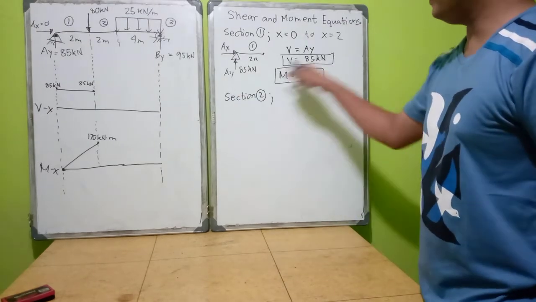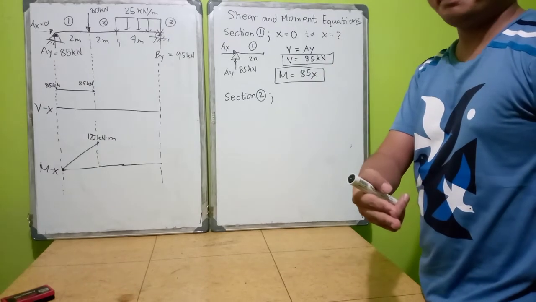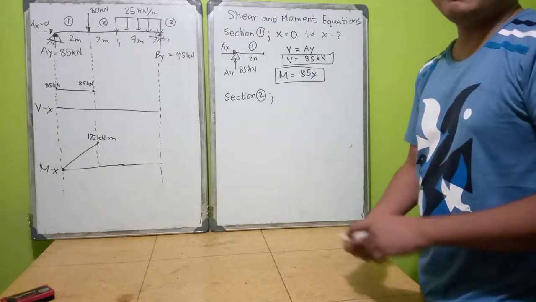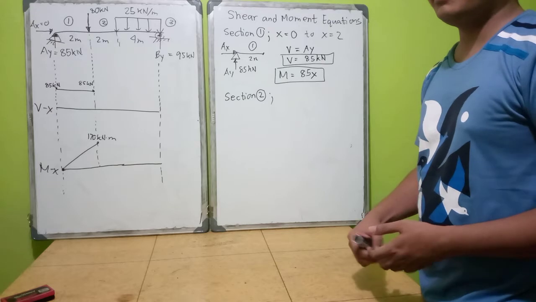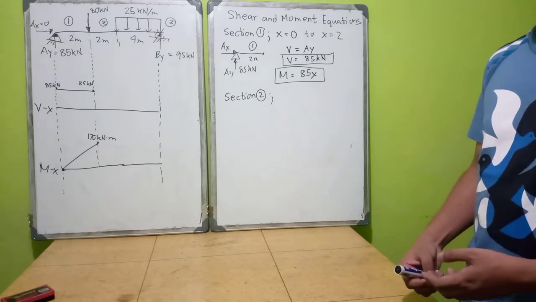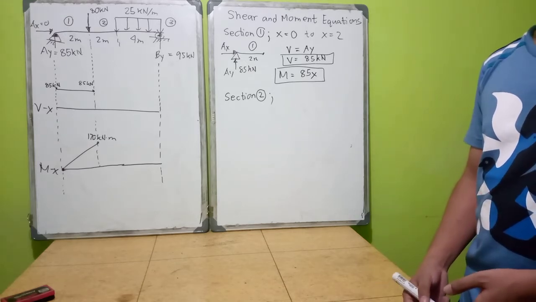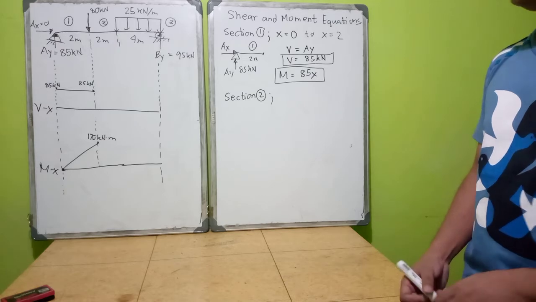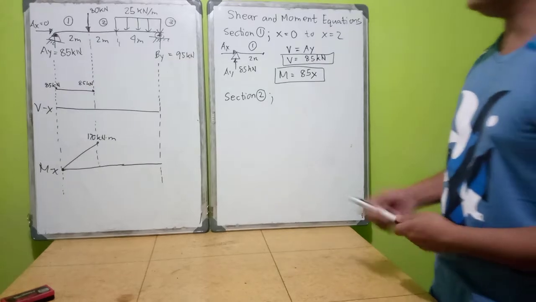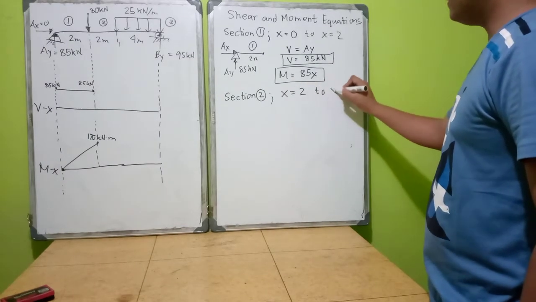So we have positive, okay, it's positive. If you review the first part of our video series, I explained what the shear and moment equations are, the portion of shear and moment equations at a certain load or support reactions. Because this is upward, it's positive. But if it's downward, then it will be negative. So section 2 here is from x equals 2 to x equals 4.